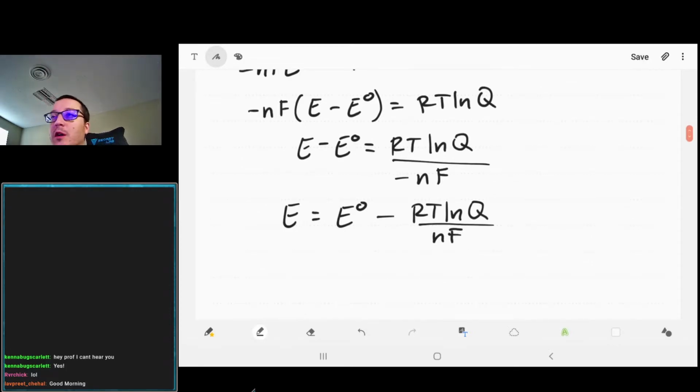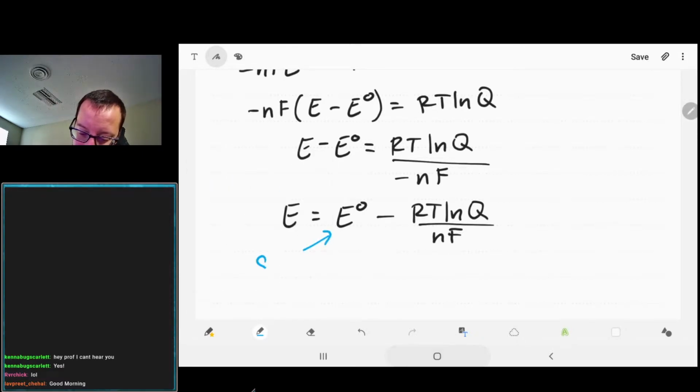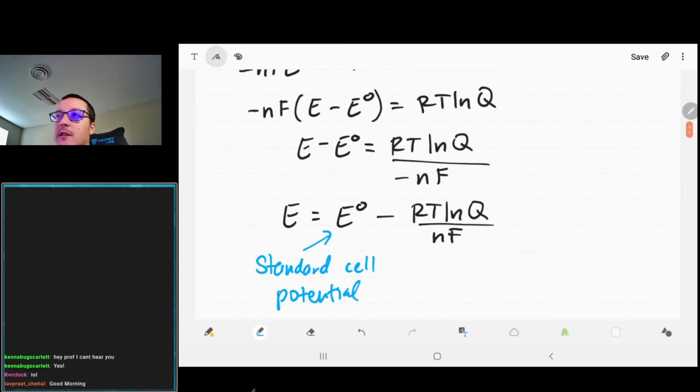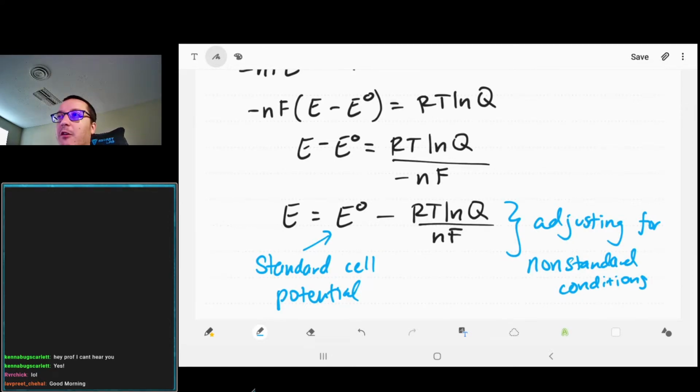So we can now throw in our standard cell potential in terms of the volts that it would be able to generate, and then we can adjust for non-standard conditions. That would include, for example, the temperature and the reaction quotient. R, n, and F. Well, n is not a constant, but R and F are constants, right?